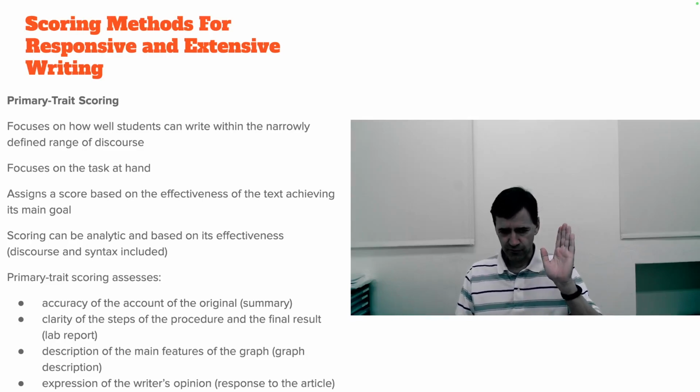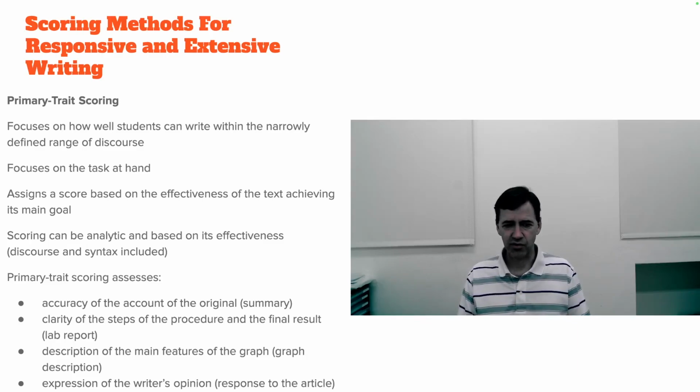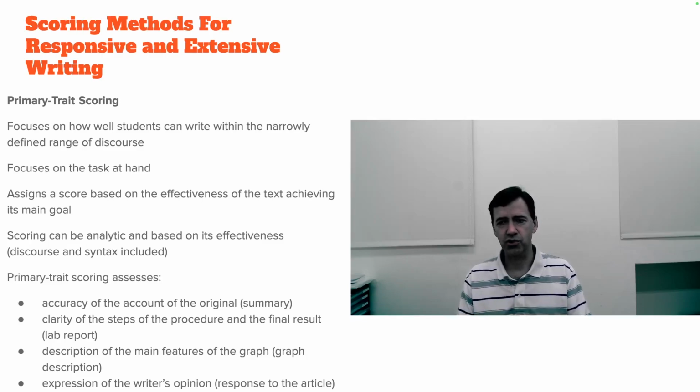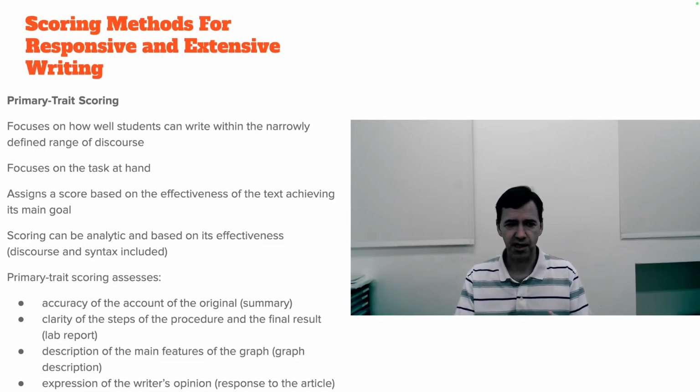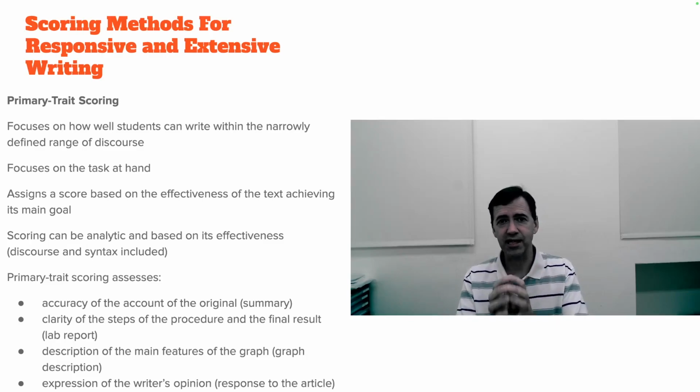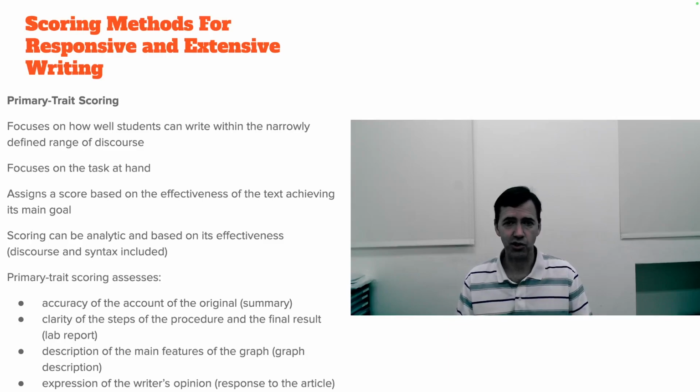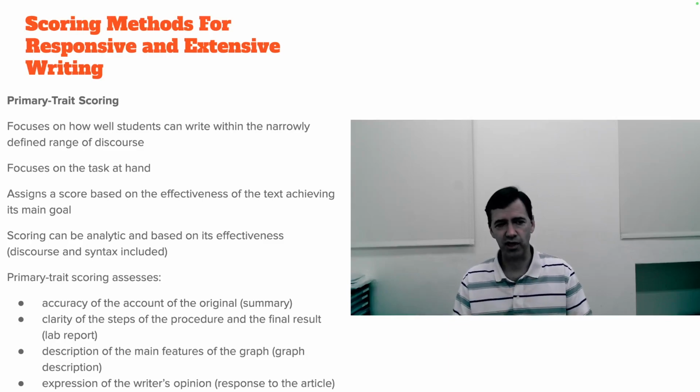So, for example, here are things you will look at for primary trait scoring: the accuracy of the account of the original. So if you ask your students to write a summary, how accurate was it? That's, instead of focusing on content and mechanics, it's on the function. Did they successfully do what they were supposed to do? And as I mentioned, I like to use a mixture between analytic and primary trait.